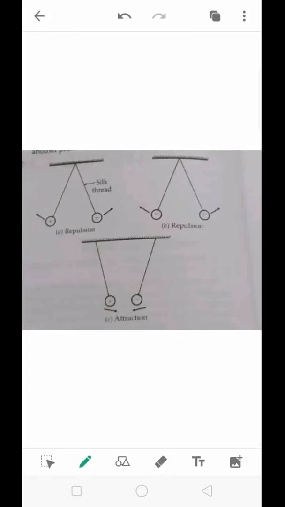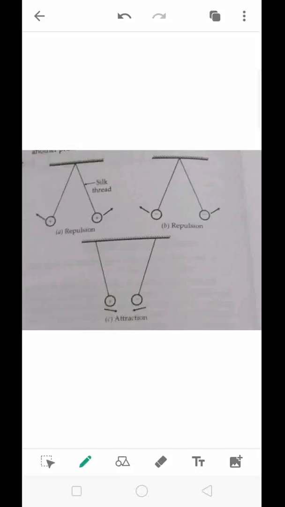Now in this experiment, let us see experiment 2. Let us take 2 pith balls and hang them from a silk thread. These 2 pith balls are initially neutral. Now, take a glass rod rubbed with a silk cloth, which acquires positive charge, and bring it in contact with the 2 pith balls separately, so that both the pith balls will acquire positive charge.